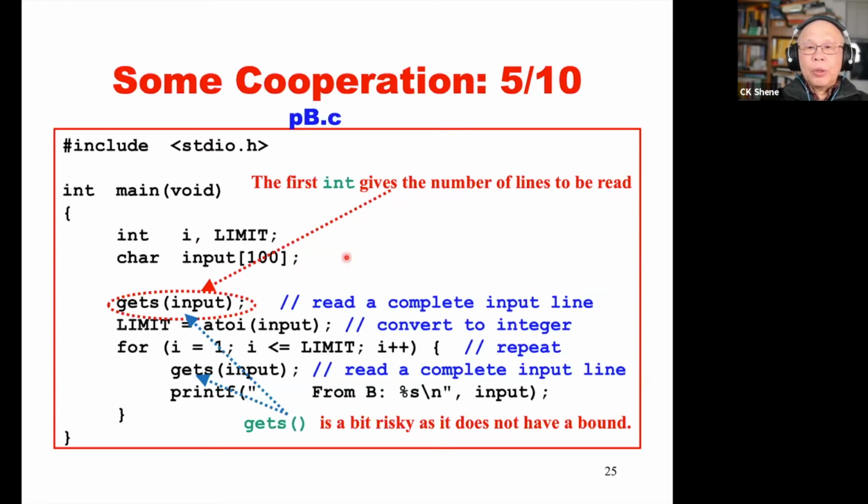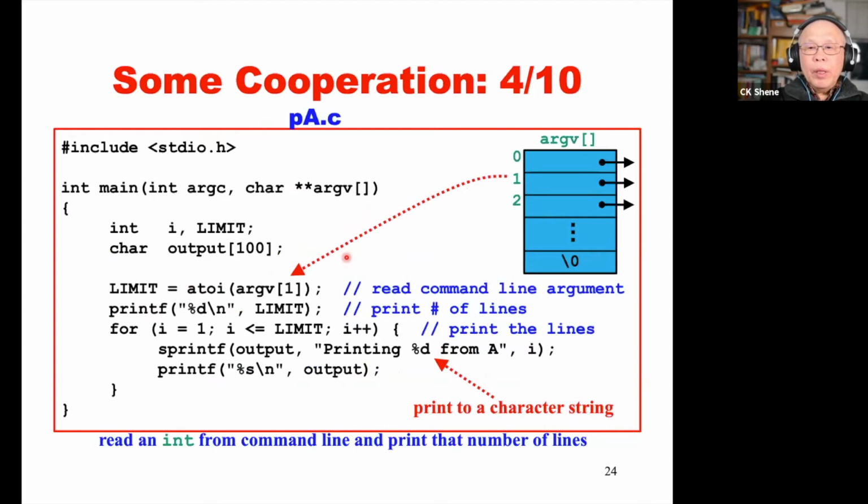Now, recall pa.c: if the input value from argument 1 is 3, then the first line printed out by pa.c is 3. Then it prints out printing 1 from A, printing 2 from A, printing 3 from A. So the total number of lines printed out by pa.c would be 4.